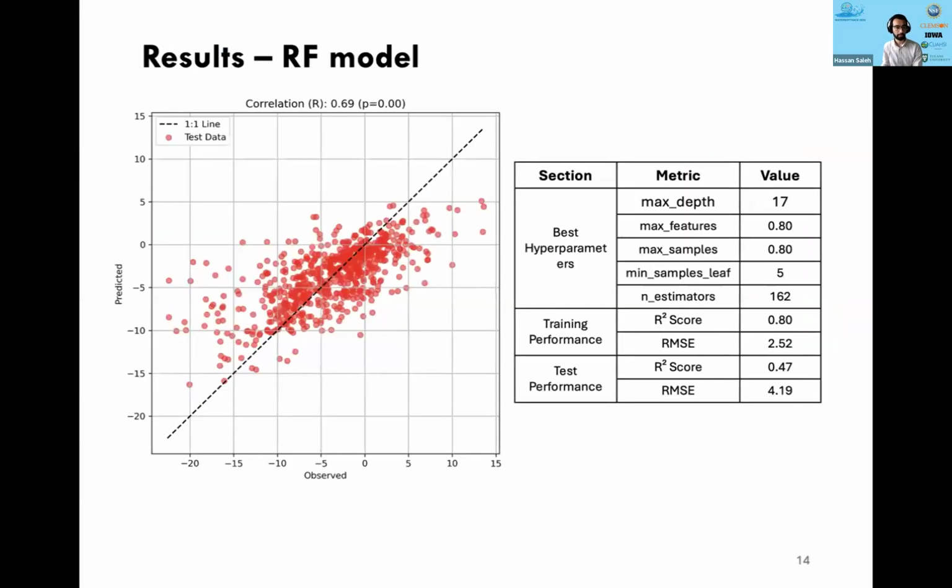Next. So first, this is a result from the random forest model. The observed versus the predicted, the correlation is 0.7. It's not very good, but it's not too bad also. The model showed some overfitting. When we compare the training and the testing performance, there's a difference, and we think this could be due to the few points, especially that the data is monthly. So this might be a reason.